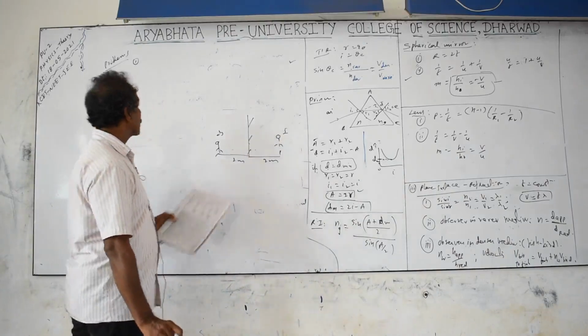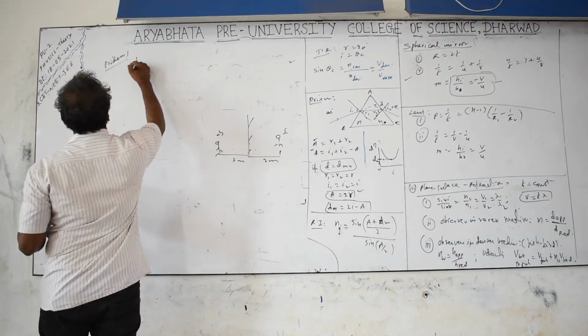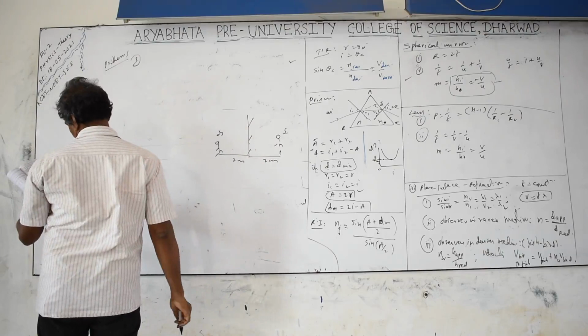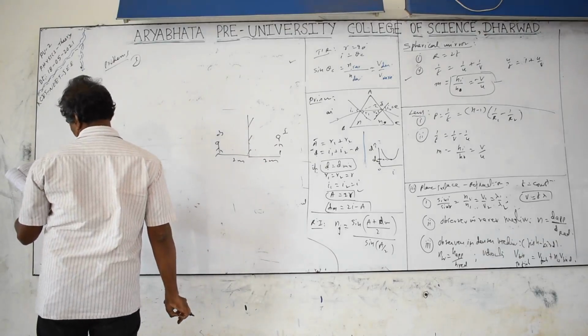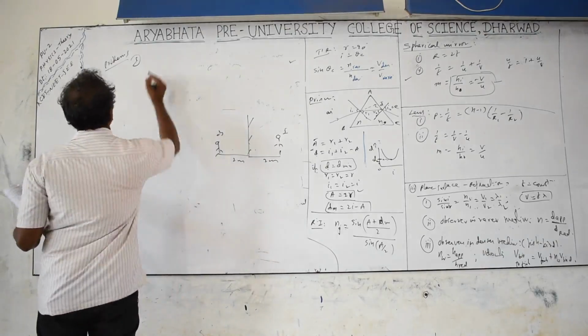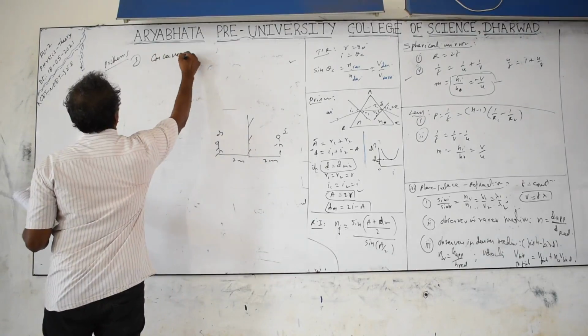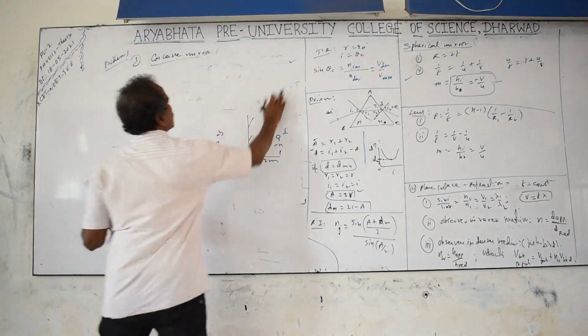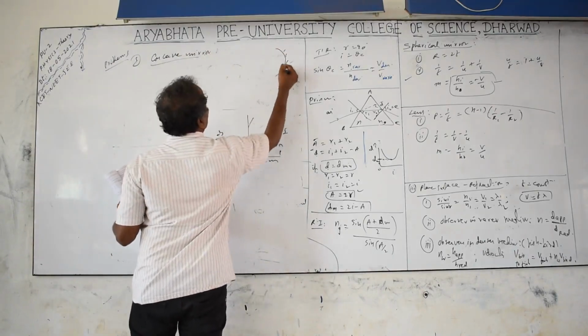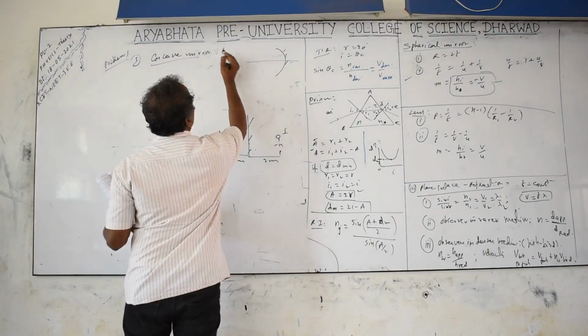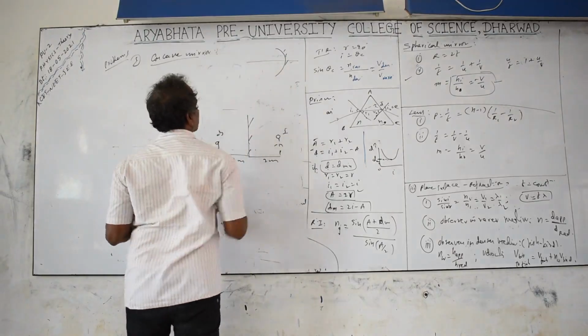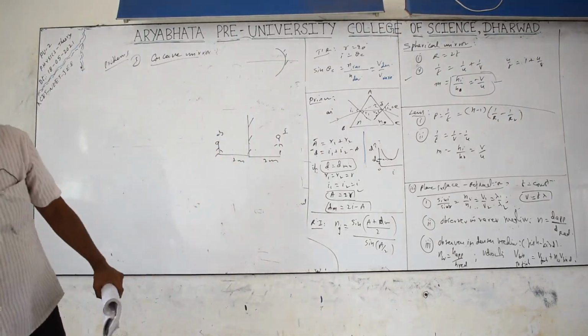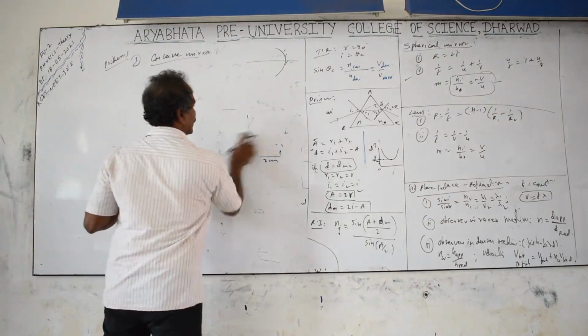Next, the third question. Concave mirror. For concave mirrors, the focal length must be on the left side, and left side means it becomes negative. For a convex mirror, the focal length is positive, fixed ones.